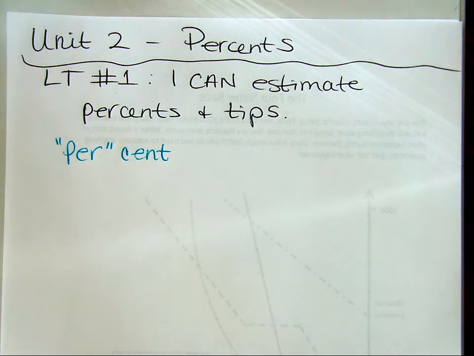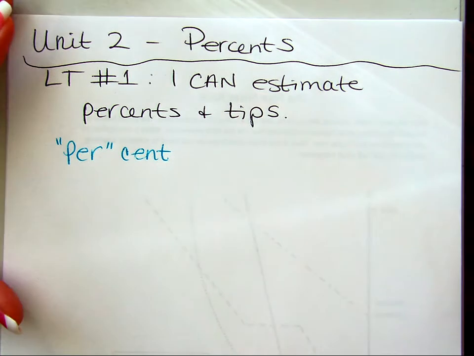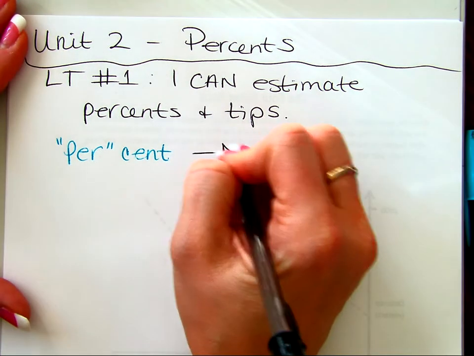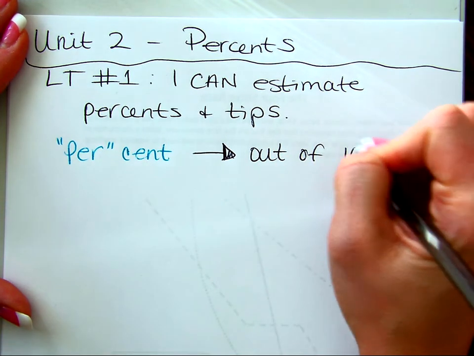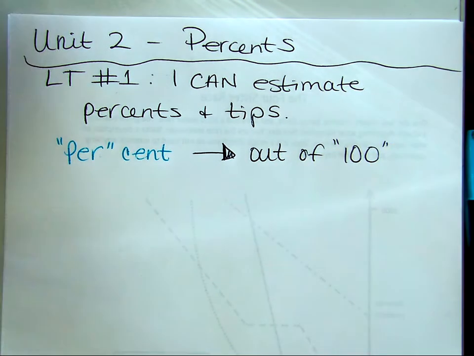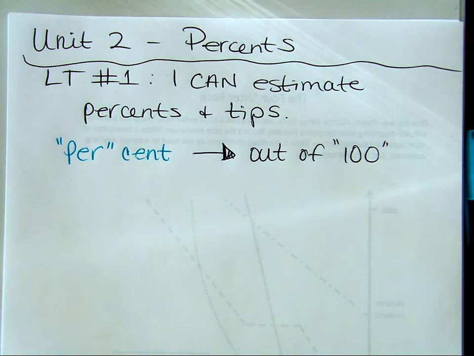So percent means... yes. Thank you. So per is another way to say out of. And cent means 100. So let's think about the prefix cent.